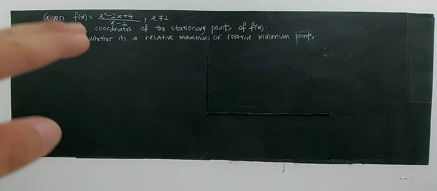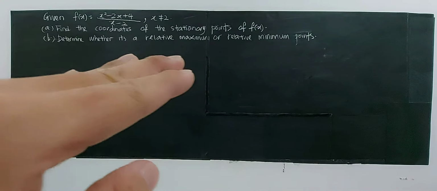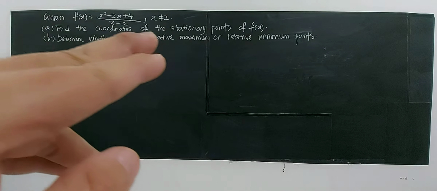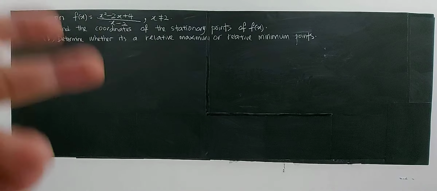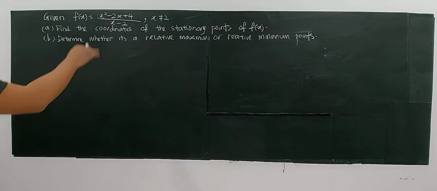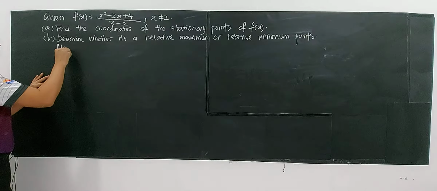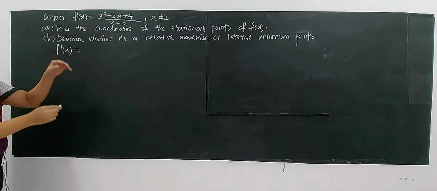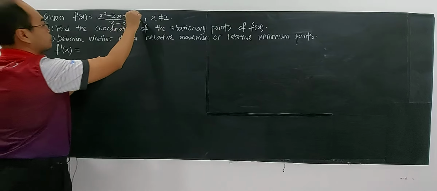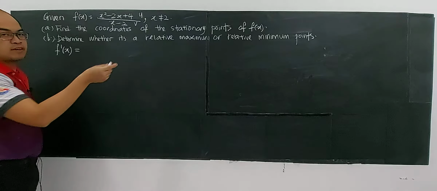So then you don't find the critical points, as the critical points include the case where f prime x, the first derivative, is 0, or f prime x is undefined. In this case, it specifies that they just want the stationary point. So it means you have to find f prime x and equate this to 0. To differentiate this, you have to use the quotient rule.